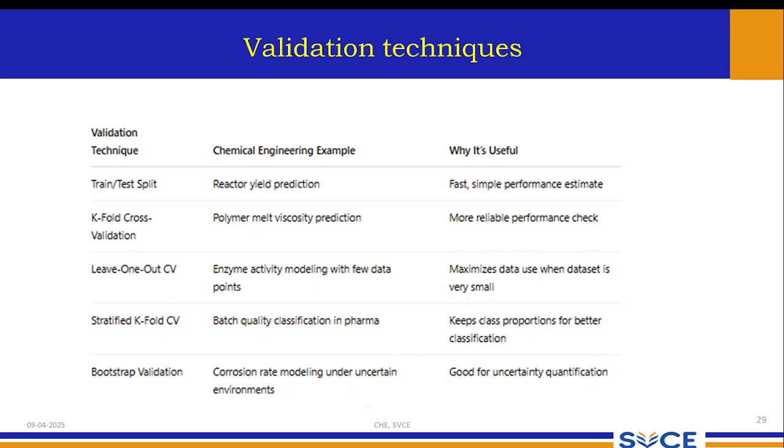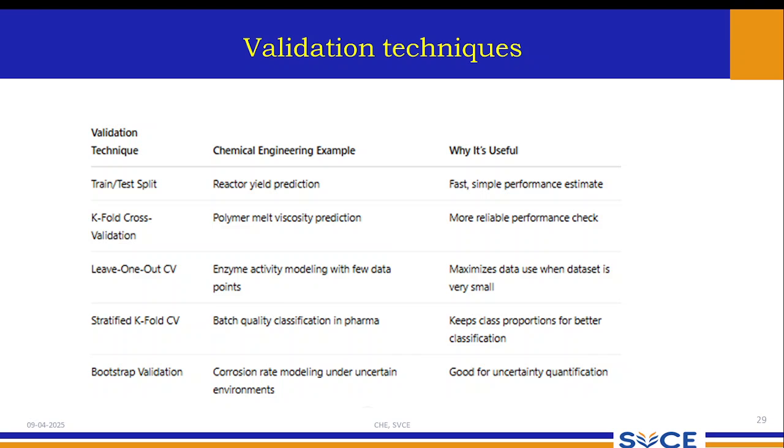So, maximize the data use when the data set is very small, and stratified for batch quality classification in pharma. It keeps class proportion for better classification. And coming to the last point, corrosion rate modeling, that is an example. For bootstrap validation, corrosion rate modeling under uncertain environment is good for uncertainty quantification. Stratified k-fold is used when we need better classification, with class proportion kept.